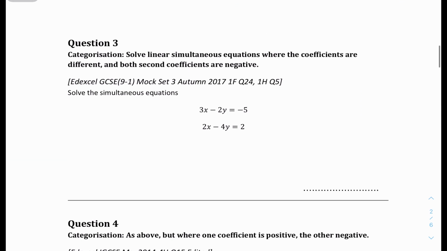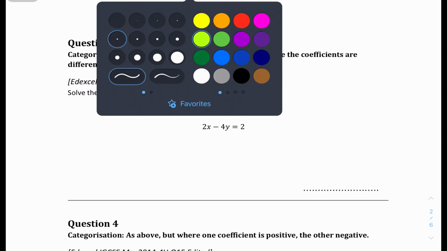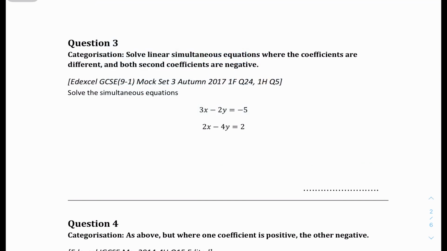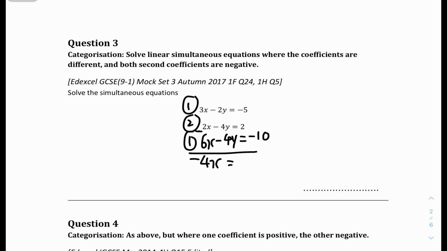Then we have question 3, solve the simultaneous equation. So what we could do first is times the first equation by 2 to match up with the y. So it will be 6x minus 4y equals minus 10. So we could minus both sides together to get minus 2 minus 6 will be minus 4x. And minus 4y minus minus 4y will be 0, so it will just cancel out. And 2 minus minus 10 will be 12. And therefore from this we know that x equals 3.